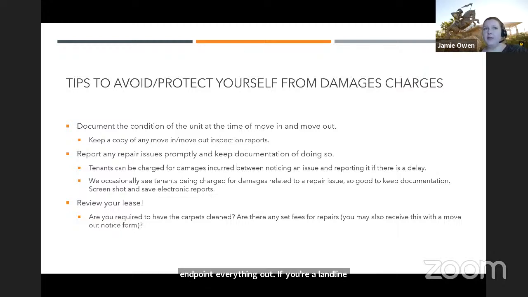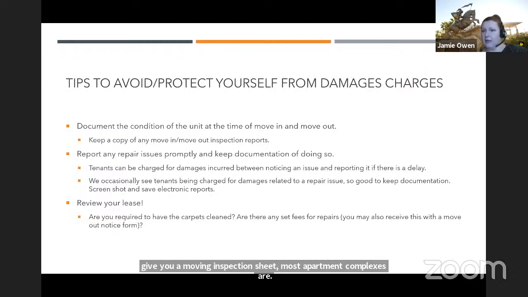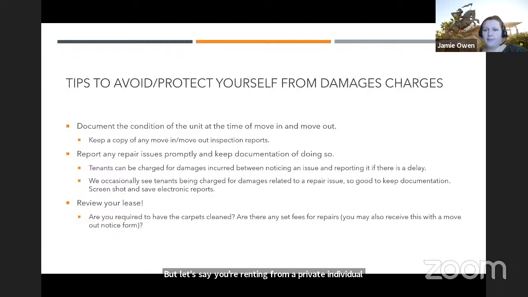If your landlord doesn't give you a move-in inspection sheet, most apartment complexes do, but let's say you're renting from a private individual, or maybe an absentee property management company that might be a little bit more hands-off. There are move-in inspection sheets that you can find online. There are some apps for tenants that will walk you through it. There used to be one called Rent Rhino. I'm not even sure if that's still in existence anymore. I haven't checked in some time. That would actually walk you through doing a move-in inspection. But video is a great proof.